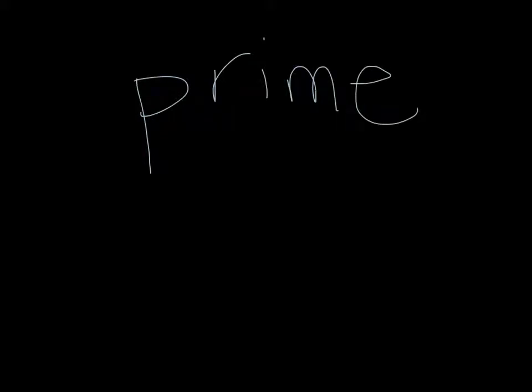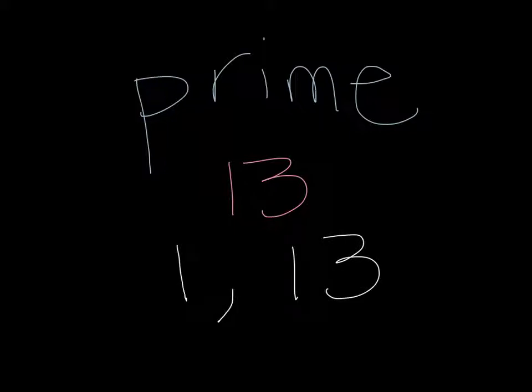Let's review prime and composite numbers. A prime number is divisible by only the number 1 and itself. For example, the number 13 is only divisible by 1 and 13. Those are the only two numbers, which makes 13 a prime number.